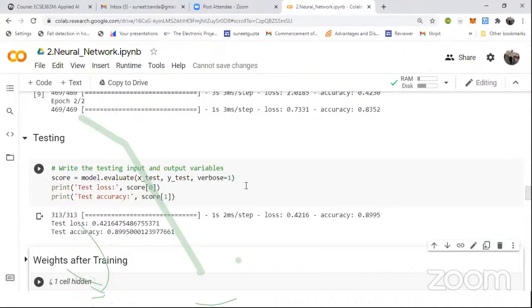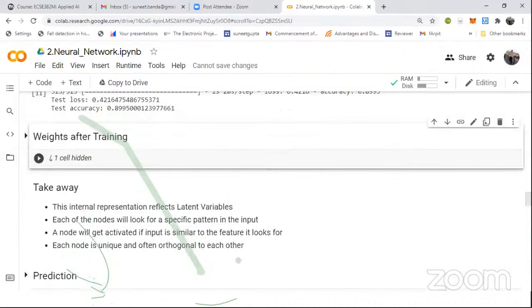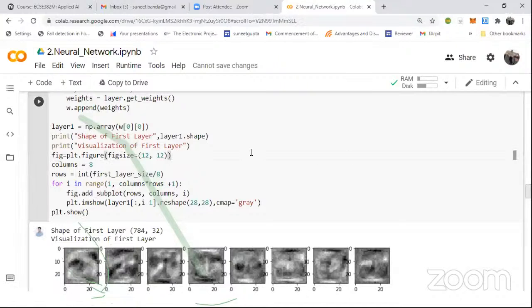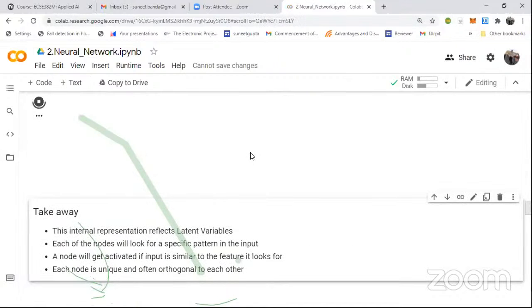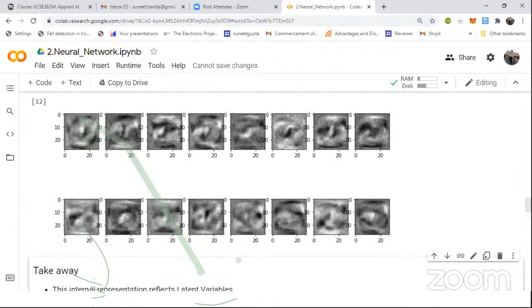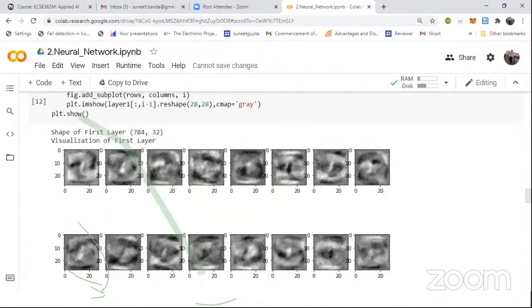Sorry, batch size is 128. Okay, 313. Okay, fine. Now, I think previously we checked the random weights. Now you see after training, there is a lot of change in the weight images. Now you can see. Okay, so I think these images are better than the previous one.